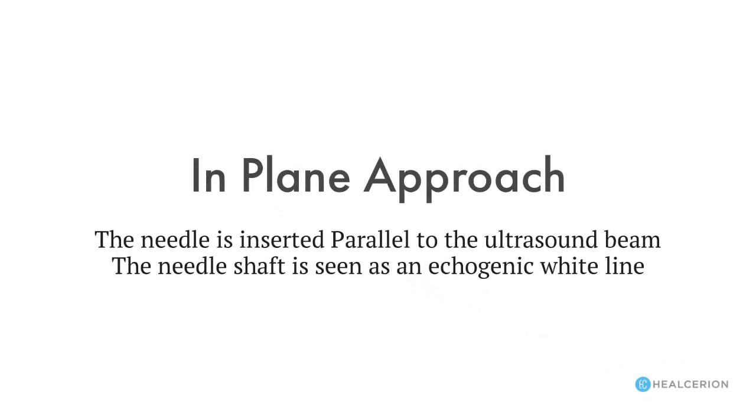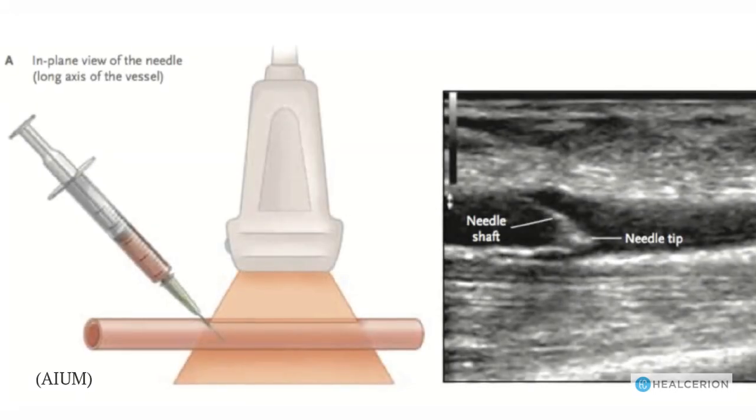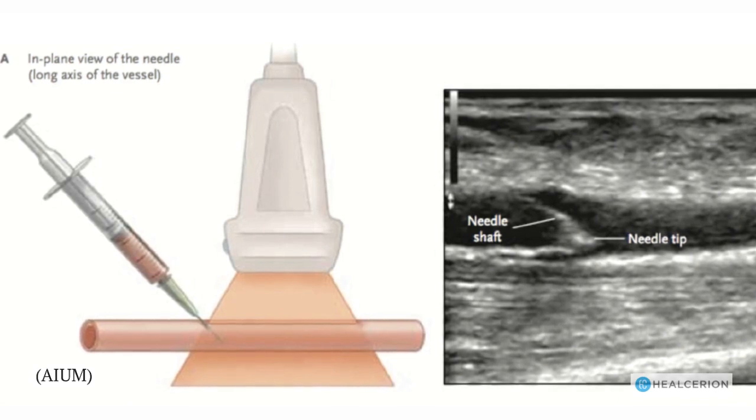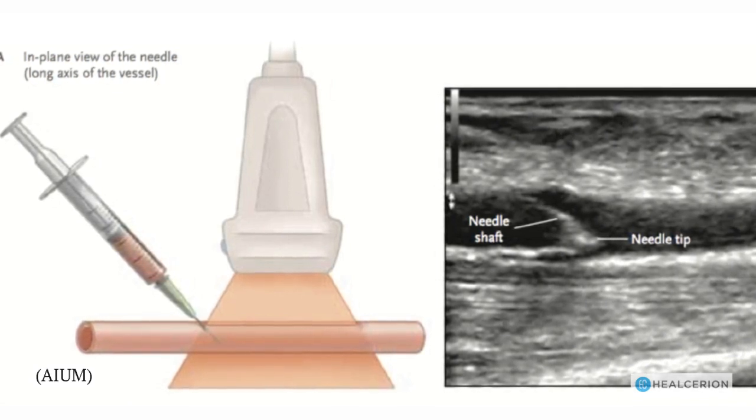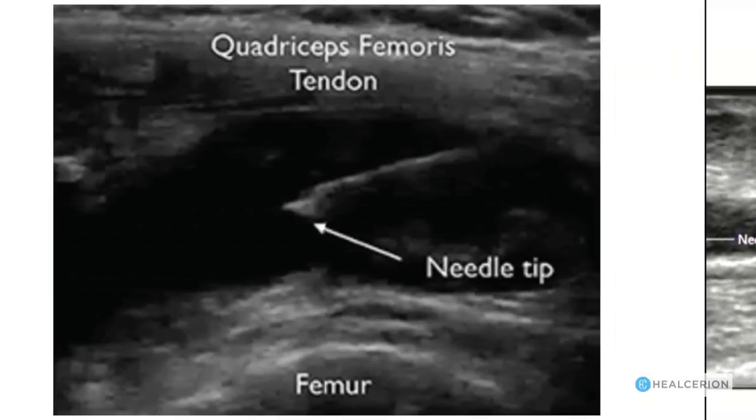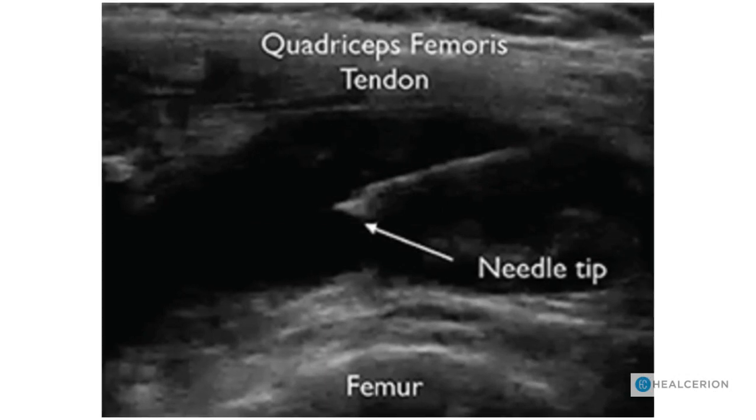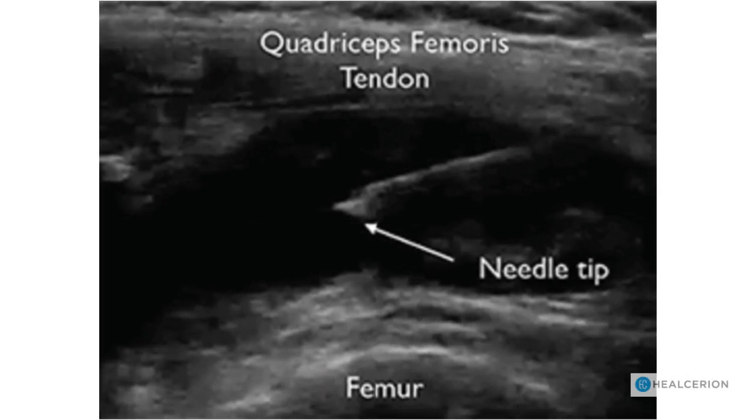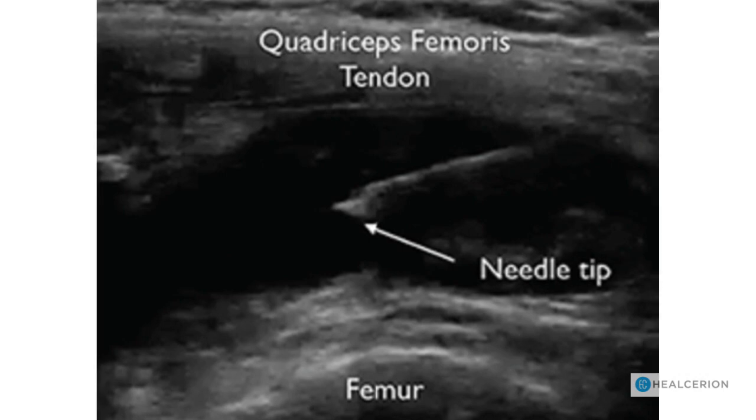When inserting the needle in an in-plane approach, the needle is inserted parallel to the ultrasound beam. With the in-plane approach, the needle is seen as an echogenic white line. Here's another image showing the needle in the in-plane approach.